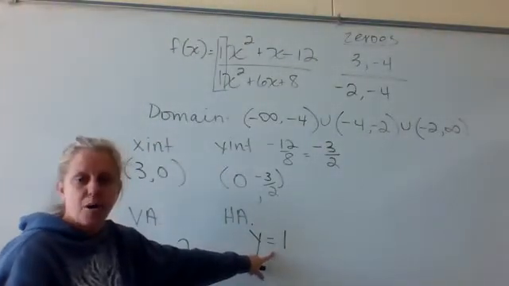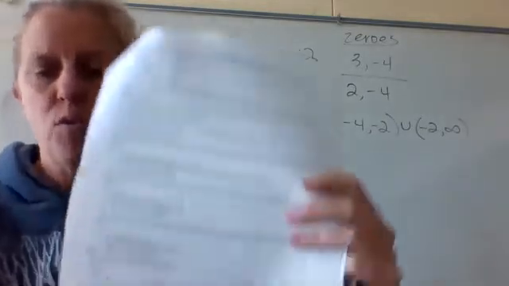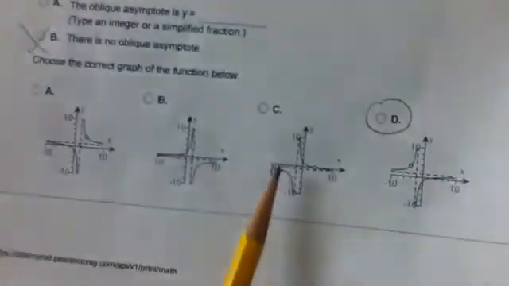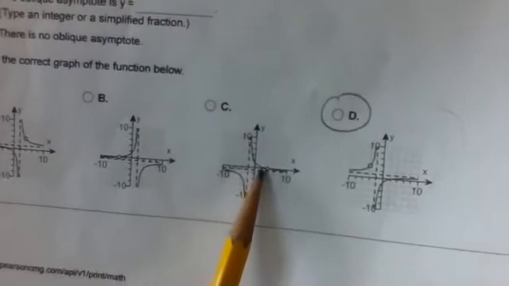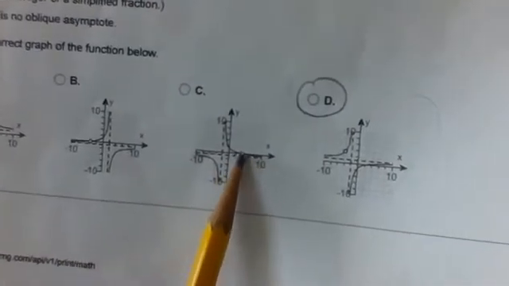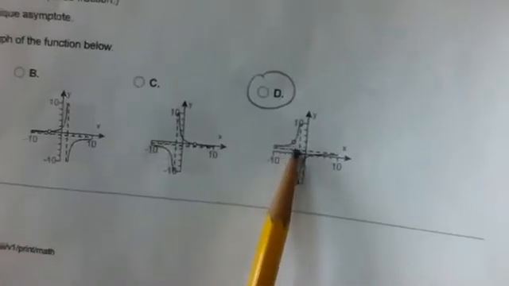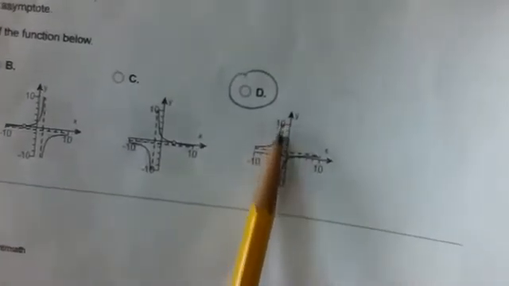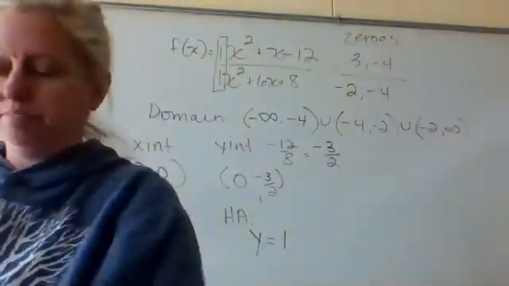Let's see if this helps me. The horizontal one should be at +1. Look at C's. I can't tell exactly where it is, but I can tell it's negative, right? Because it's down below the origin. This one is at +1. So it's got the vertical asymptote at -2 and the horizontal asymptote at +1.